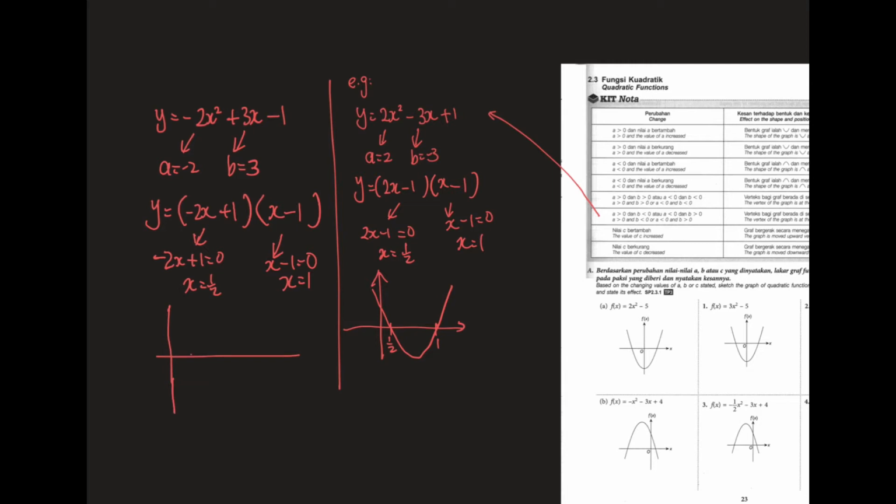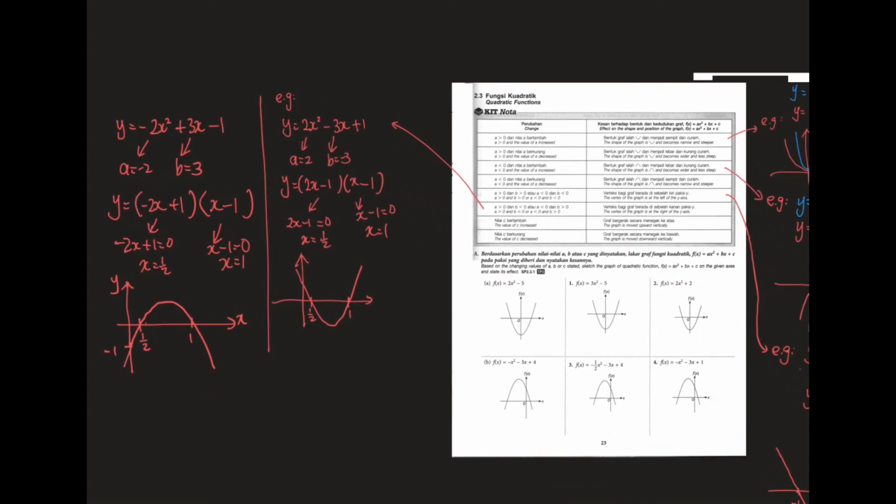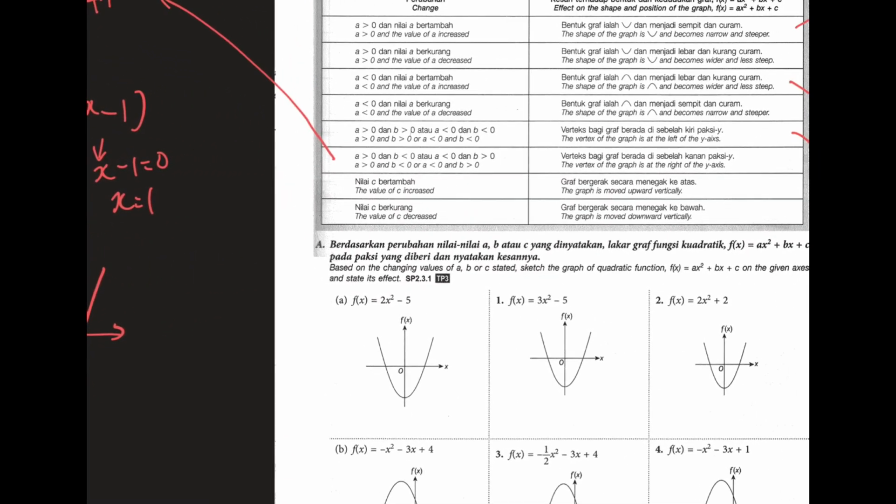Half and something like this. Here half, here 1, here negative 1. So y, x. Okay. So it fulfills the information here again. You can see the vertex of the graph is at the right of the y-axis. So the vertex is here, which is true, is at the right of the y-axis. Okay, now next one. The value of c increase. This one, the value of c increase.